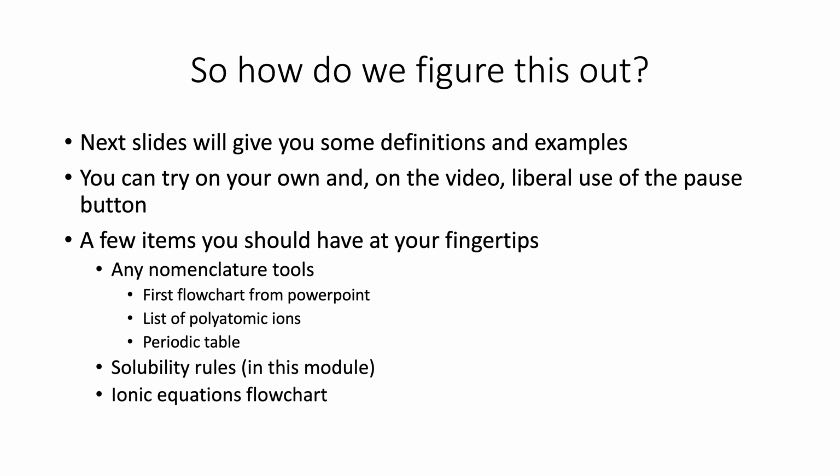The nomenclature piece is still a big deal, right? So if you're still having trouble with nomenclature, the first flow chart from nomenclature would be helpful. Polyatomic ions, periodic table, okay? Solubility rules, and there's an ionic equations flow chart. These things are all on the website. They're all in this module. So you can make those available to yourself. Pull them up on your screen, print them, whatever works.